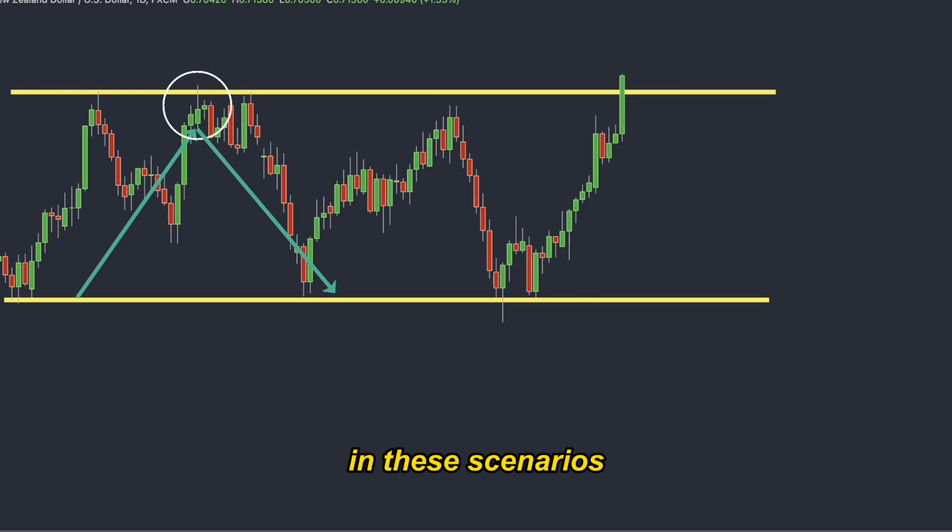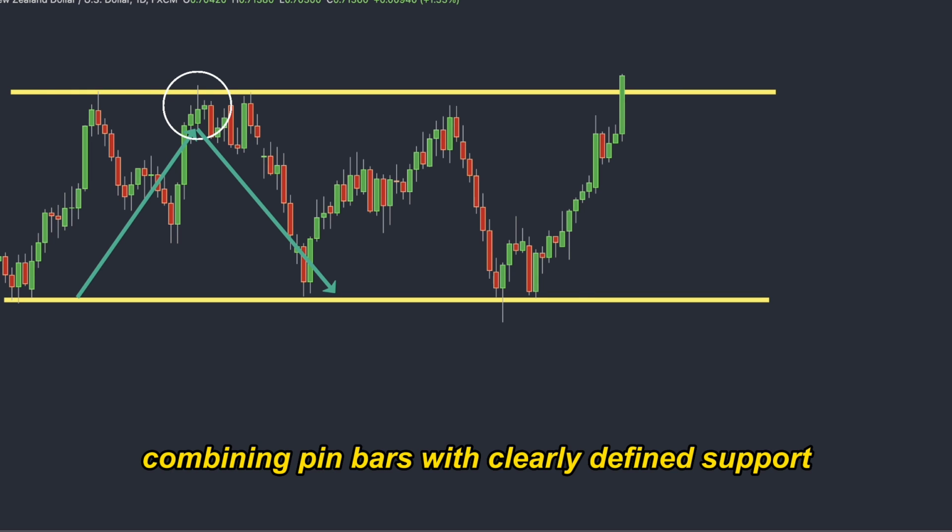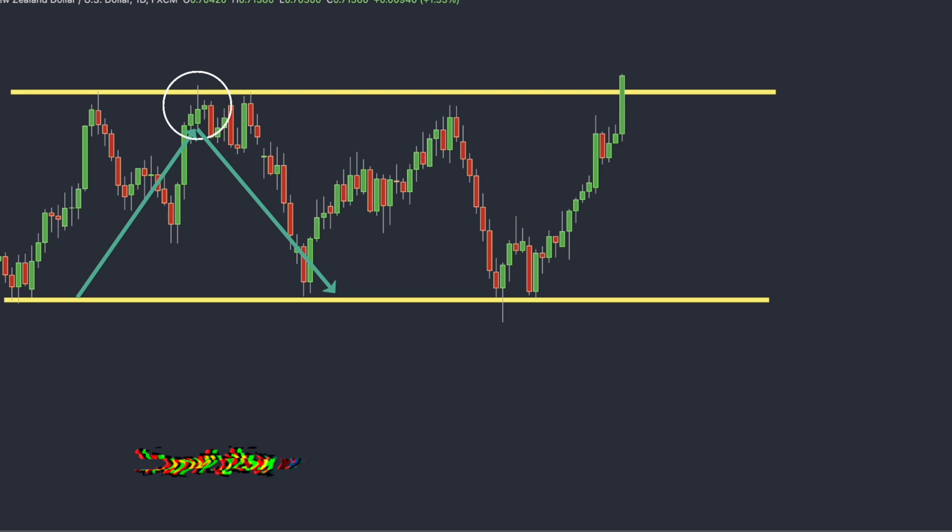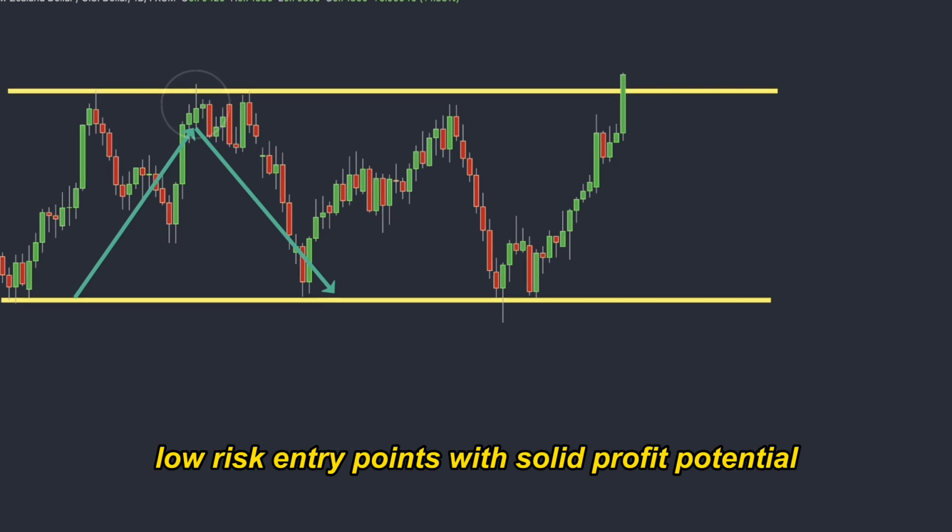In these scenarios, combining pin bars with clearly defined support and resistance levels offers you clear, low-risk entry points with solid profit potential.